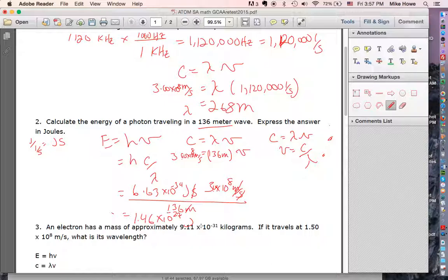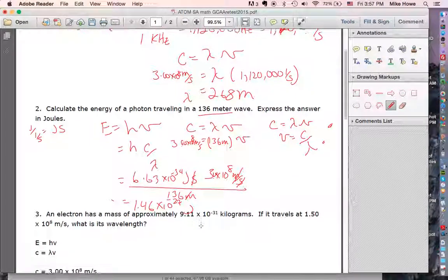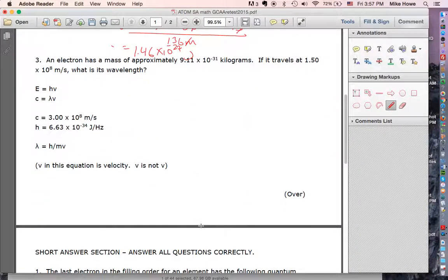Okay, so I'm going to double check my math. No, that should be right. So that looks good to me. Okay, 1.46 times 10 to the negative 27th. Now the next one is, oh, I forgot I have these constants down here you can use. Remember I said you have to look in your notes, but here they are.